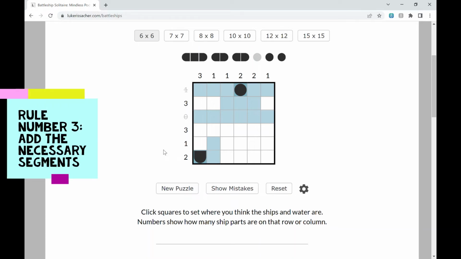Rule number 3, add the necessary segment or segments. Okay, so let's look at this ship down in the bottom left corner. We can see here that this segment must be joined to another segment of a battleship. We don't yet know for sure whether this battleship is going to be 2 or in fact 3. But we do know from its shape, can you see the curved sort of D shape, that it must be more than 1 because a single battleship looks like a little dot. Yeah. So therefore we can say for 100% certain that this must be a segment of a battleship.